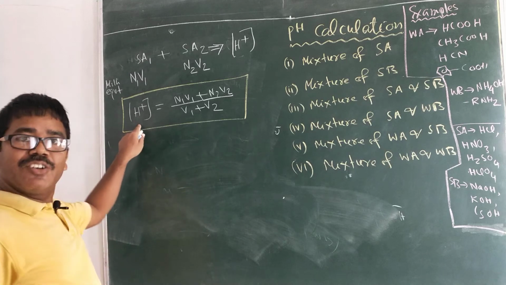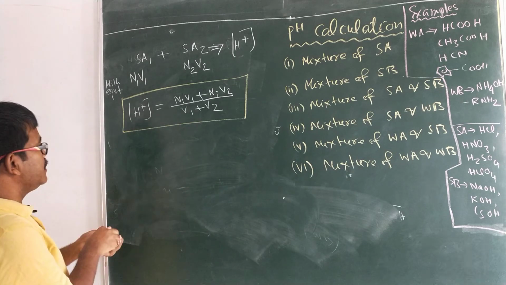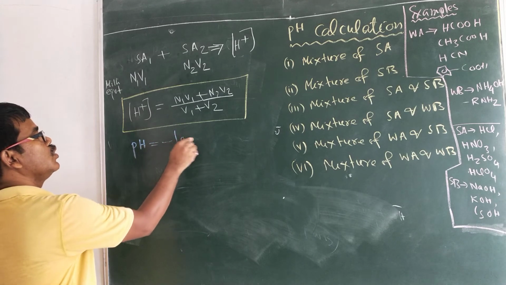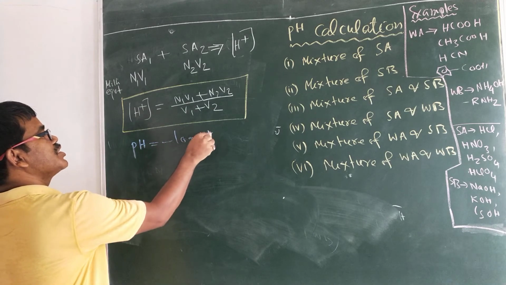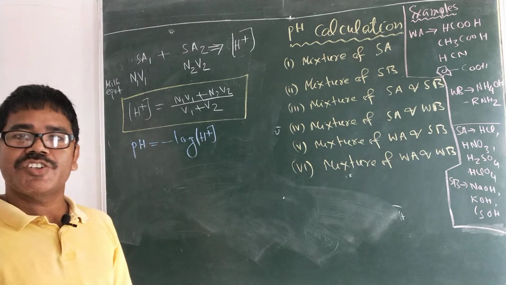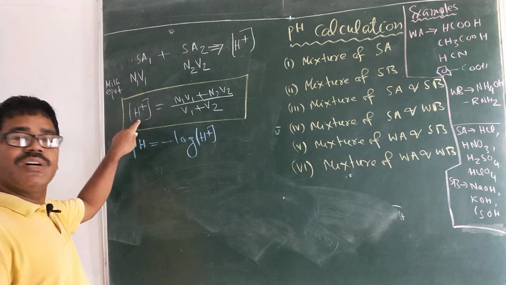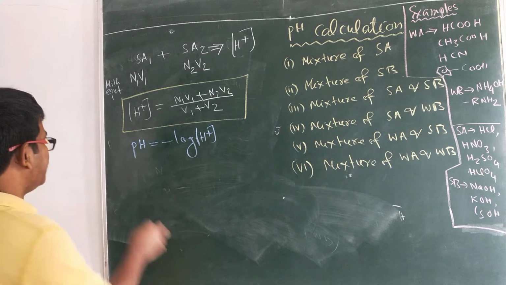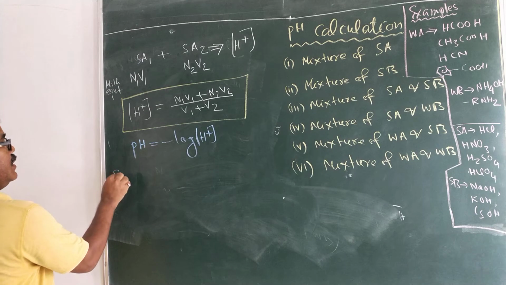Once we know the H plus ion concentration, we know the pH. pH is nothing but minus log of H plus ion concentration. Once H plus concentration is known to us, we can calculate the pH. Would you follow? Let us take an example.